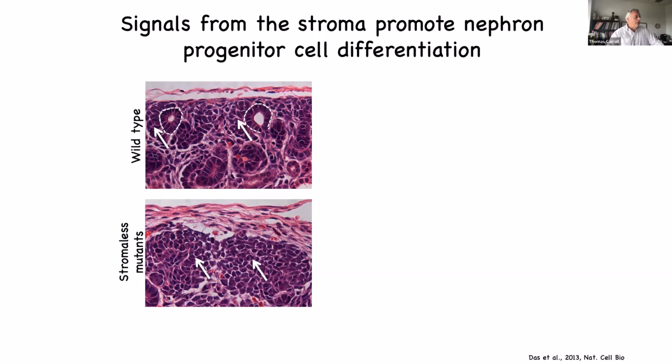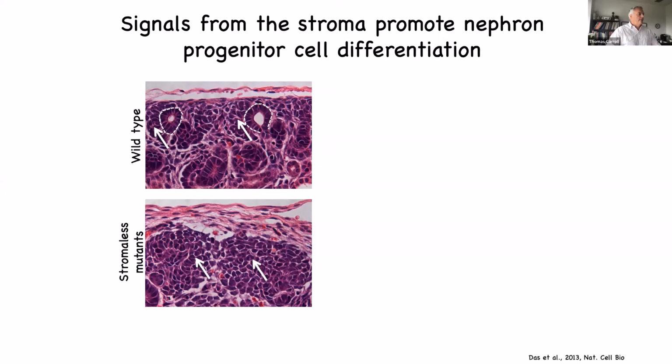So to test this hypothesis, we decided to cross the FOXD1 Cre mouse to a mouse expressing the diphtheria toxin A subunit under the control of the Rosa26 locus. So this is a lox-stop-lox DTA mouse. Now we drive diphtheria toxin A subunit in all of the FOXD1 derivatives, so all of the stroma. We call these stromaless mutants, and the stroma dies. And the mice die shortly after birth.